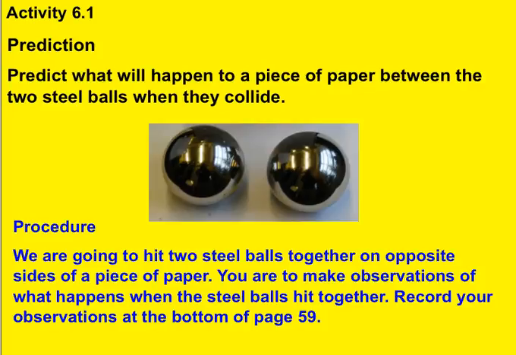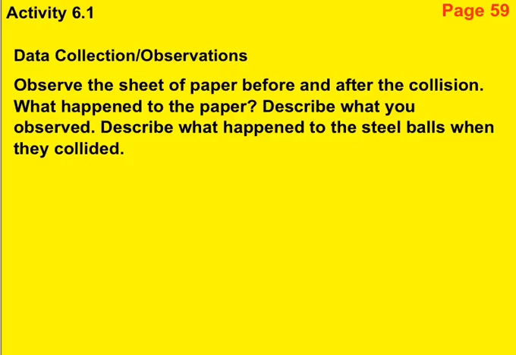All right, so what was your prediction? What do you think will happen? We're going to hit the two steel balls together on opposite sides of a piece of paper. You are to make observations of what happens when the steel balls hit together. Record your observations on the bottom of page 59 where it says data collection / observations. Make sure you're watching, and describe what happens to the steel balls and what's happening to the piece of paper. All right?